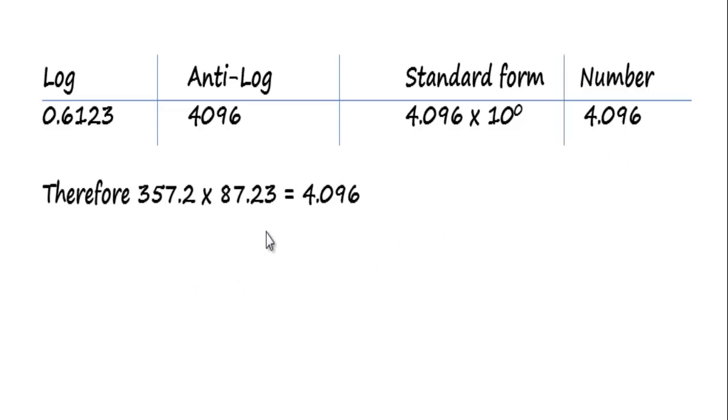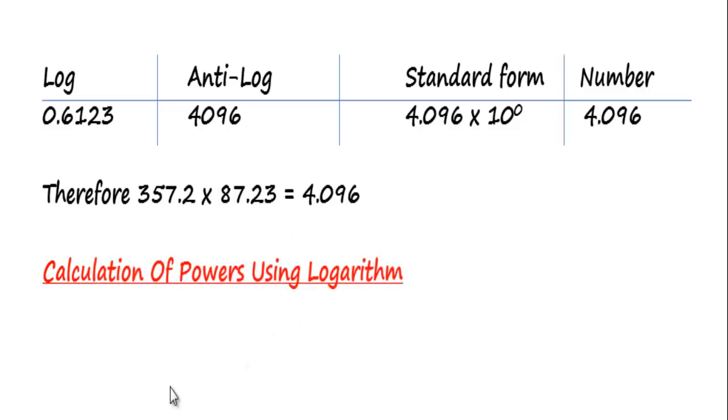Therefore 357.2 divided by 87.2 is 4.096. Are you following? It's divided, it's not times. Please, this is not times. Of course, we were talking about division of numbers using logarithms. So let's move forward. Now, calculation of powers using logarithms.